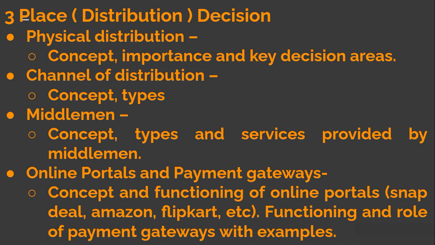So the next important mix is the place mix decision, or you can say the distribution decision. Now in the distribution decision there are 2 main things the company should manage. One is physical distribution decision, and the other is channel of distribution. Now you people have in mind only channel of distribution, but physical distribution is different. So first we'll discuss the concept, importance and key decision areas of physical distribution.